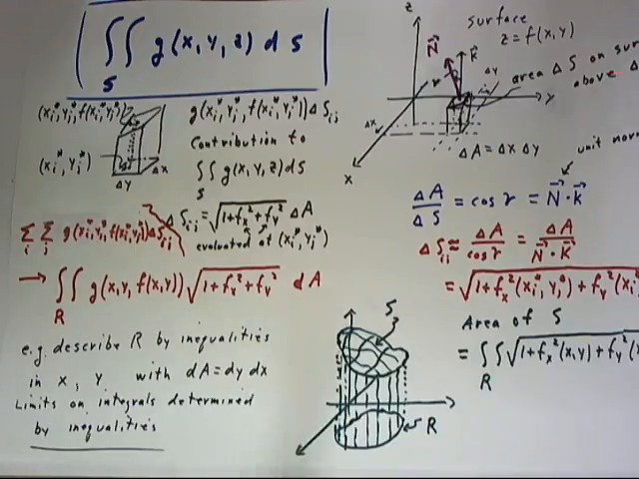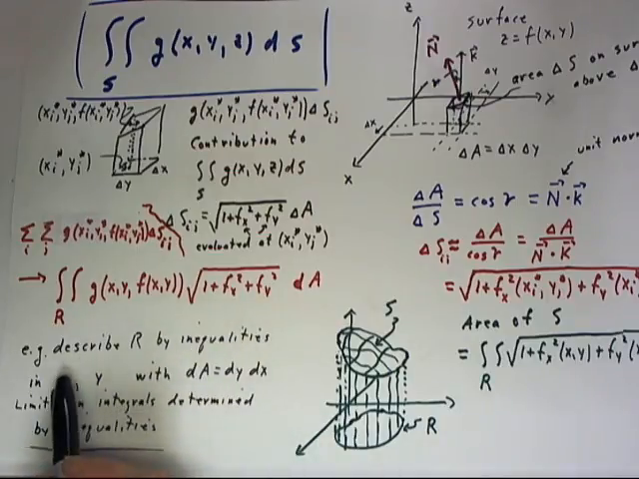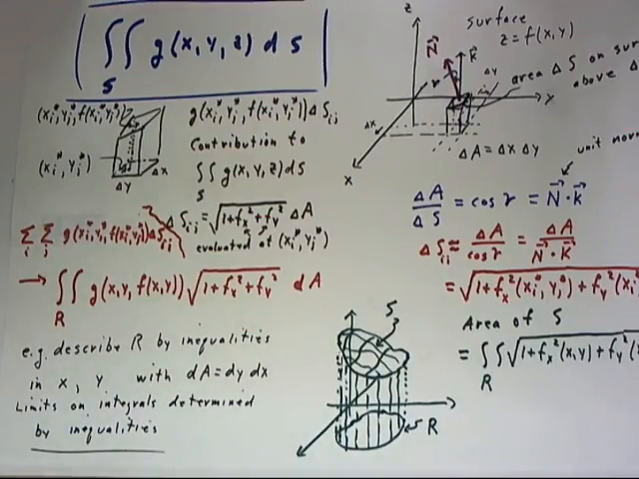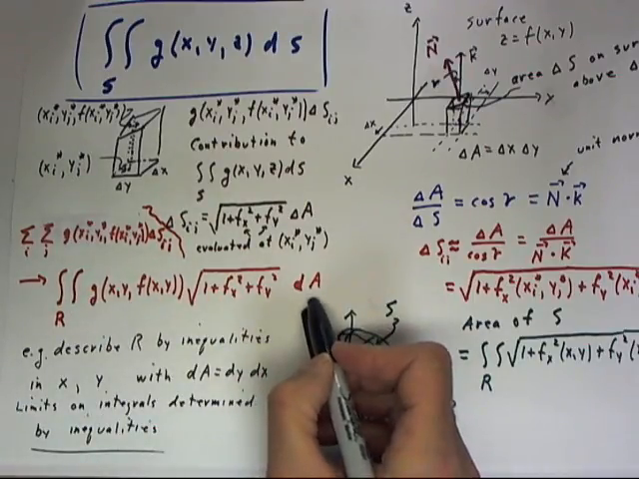And how do we perform this integral? Well, for example, we just describe R by inequalities in x and y with dA equal dy dx. Our limits in the integrals are determined by our inequalities in the usual fashion. In other words, there's nothing really new about describing regions. We simply describe the region of our xy plane and proceed to write down our integral.